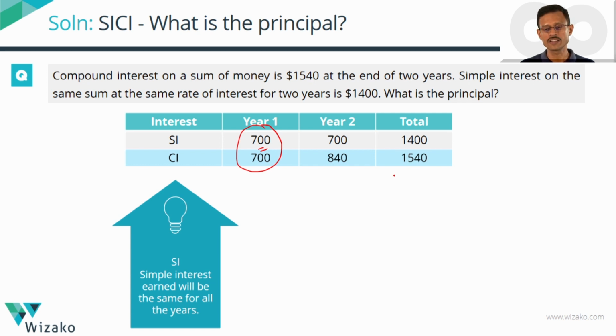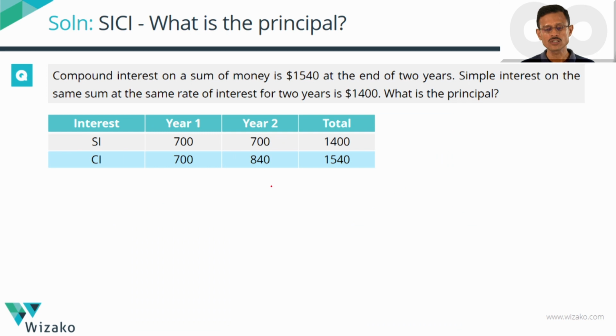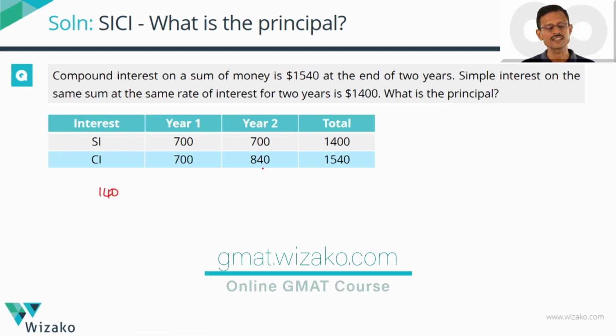Whatever additional value that we have got, 1540 is the total interest. If first year compound interest is 700, the balance 840 would have accrued in the second year. So anything extra that we have got, we got only in the second year. So that's a second inference. Interest earned in simple interest and compound interest is the same for the first year. So how much have we got extra? We got $140 extra in the second year.